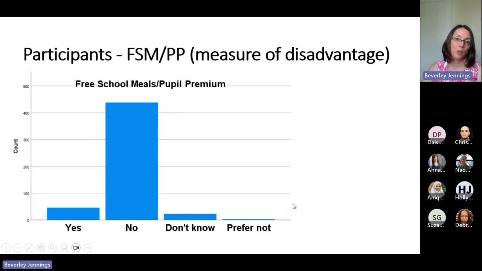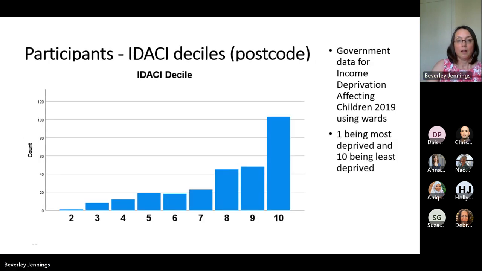I asked if people got free school meals or pupil premium, which is a measure of disadvantage used by schools, and the vast majority said no to that question. I also asked for postcodes, and of those who gave the postcode, the vast majority are at the least disadvantaged end of the scale. So one, which got no respondents, is the most deprived decile, and 10 is the least deprived. So you can see that everyone is at this least deprived end of the scale where they gave their postcode.